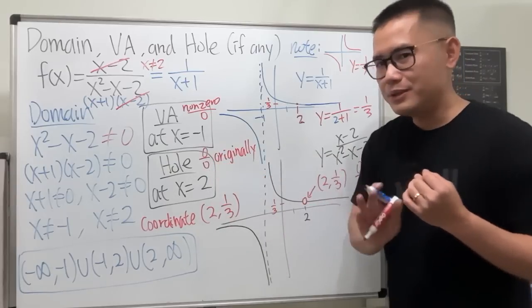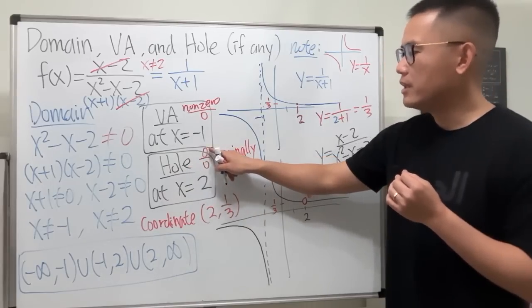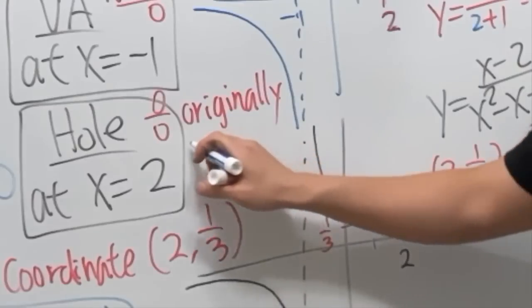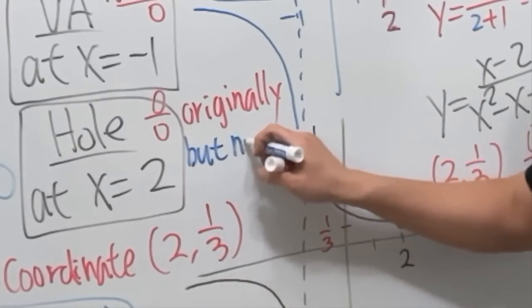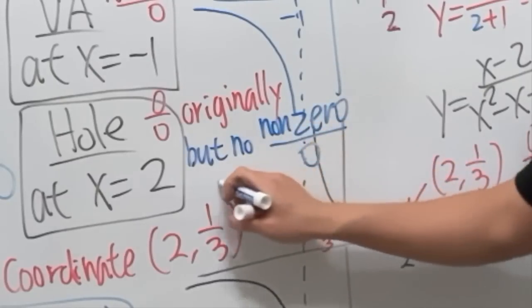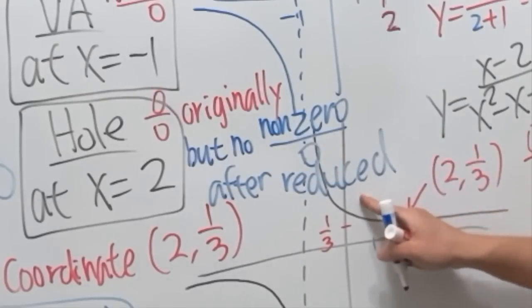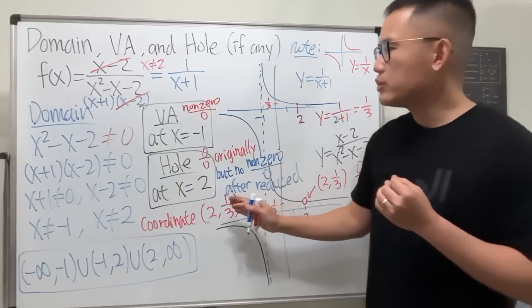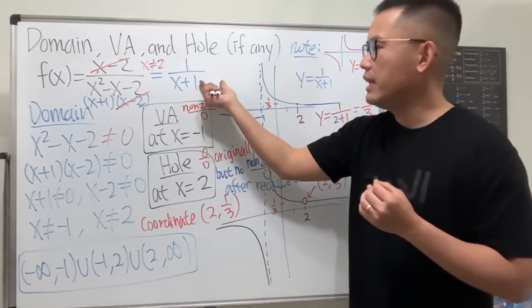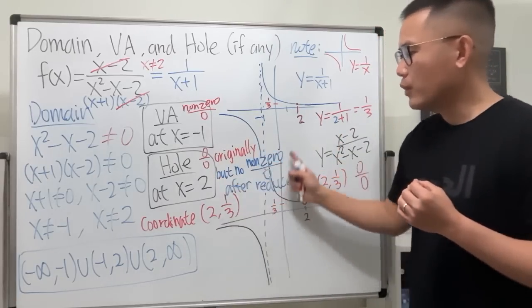So here's just one more minute and then we'll move to the next example. For the hole, technically it should be 0 over 0 originally, just like when you plug in 2 into here, you get 0 over 0. And you will also have to say, but no non-zero over 0 after reduced. What I'm trying to say right here is that you have to make sure the corresponding factor got cancelled out completely. Because if you still have the x minus 2 on the bottom, that will still produce a vertical asymptote. So be careful with this right here.